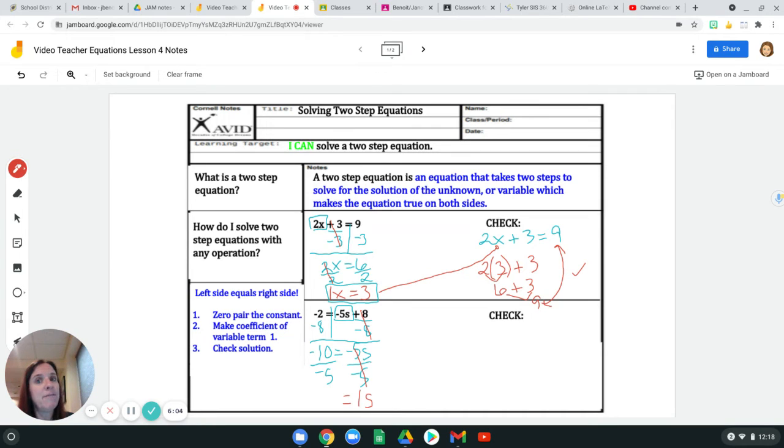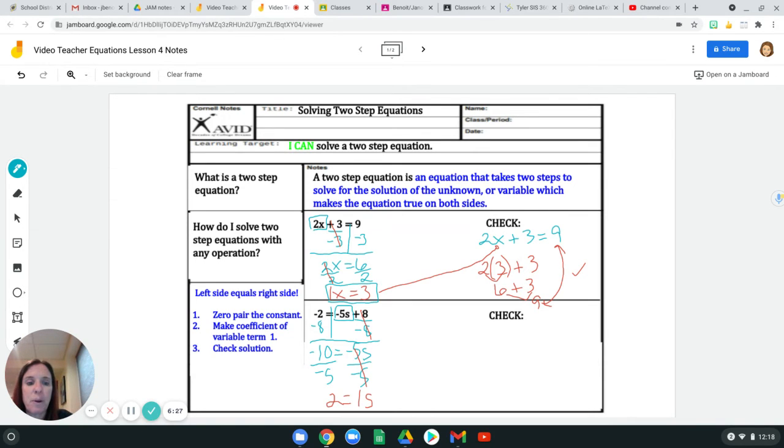-10 divided by -5. Two negatives make a positive. I almost wrote that as a -2. Let me erase that. And I sung it, but I was too busy singing. +2.